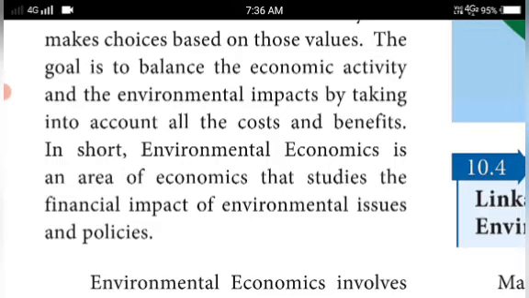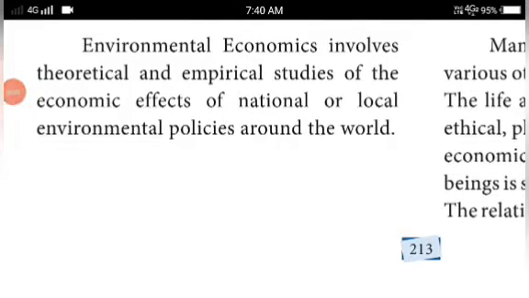In short, environmental economics is an area of economics that studies the financial impact of environmental issues and policies. Environmental economics involves theoretical and empirical studies of the economic effect of national or local environmental policies around the world. Whatever policies are made by governments, the theoretical and empirical studies tell about the effects. This is the meaning of environmental economics.